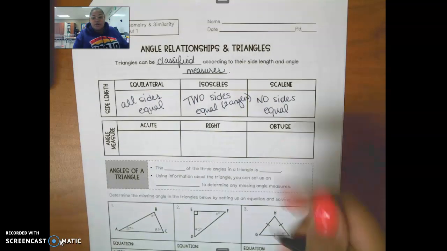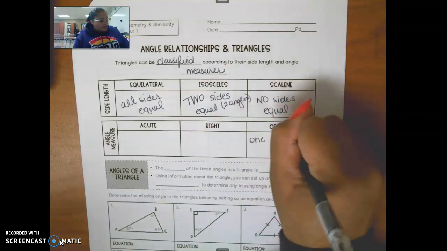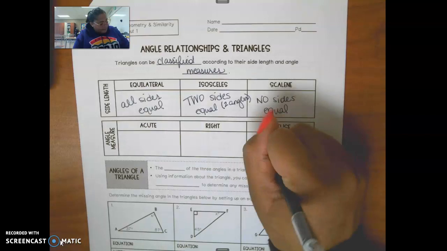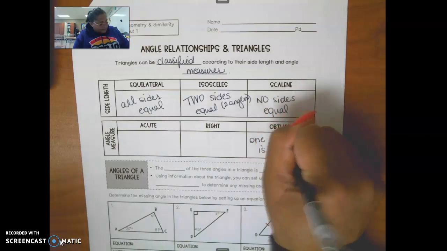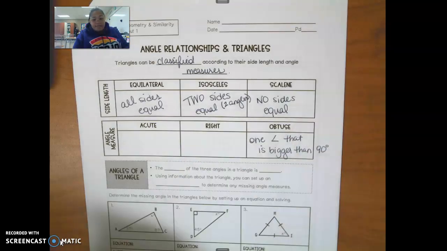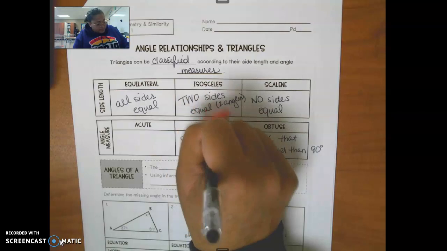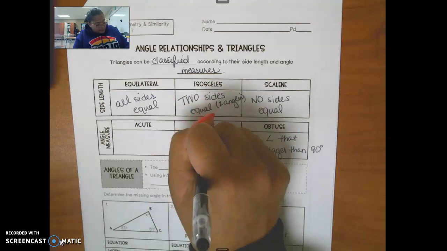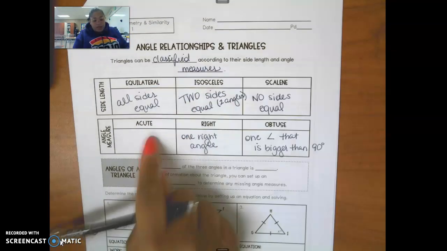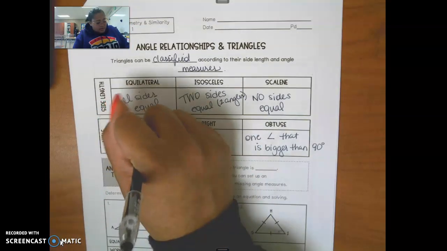Obtuse means that the triangle has one angle greater than 90 degrees. Right means it has one right angle. And acute means all angles are smaller than 90 degrees.